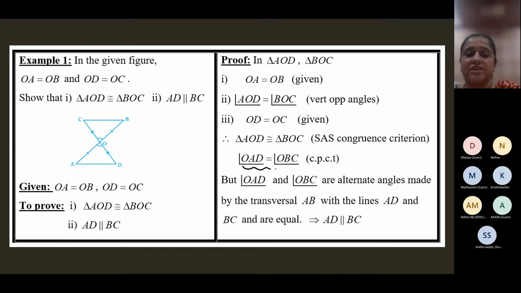I'm not writing that these two angles are equal because they are alternate angles. How can we say they are alternate angles? They are alternate angles, but how can you say that they're equal? Because the lines are not parallel.